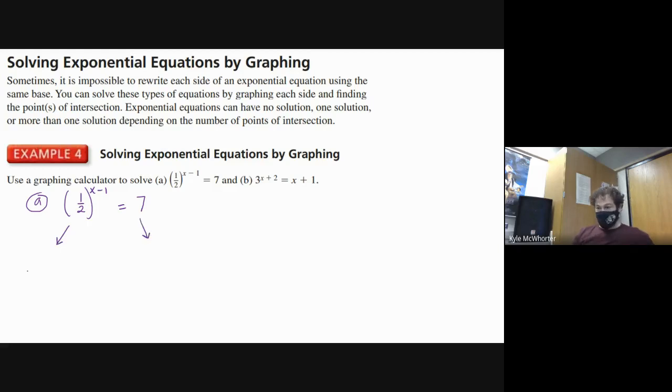And what I'm going to do is I'm going to say for this one, I'm going to graph y equals 1/2 to the x minus 1. And on this side, I'm going to graph y equals 7. And then all I have to look for is the point where they intersect. And I'll tell you what the y value is going to be. It'll be 7. But then once we figure out what the x value of that point is, that is the x. That's the solution to our equation.